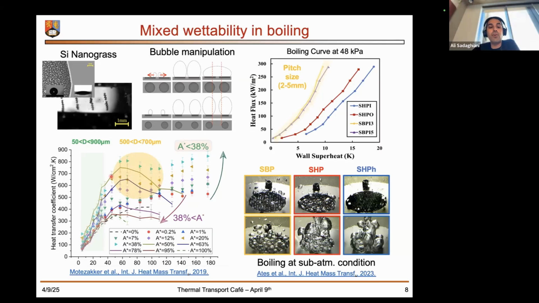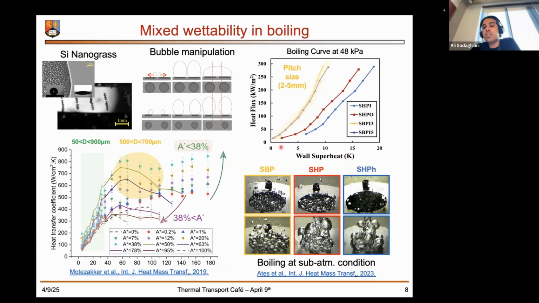Now, if we compare the performance of these mixed wettable samples, all of them basically enhance their boiling heat transfer due to the presence of the superhydrophobic spots. But for hydraulic diameters ranging from 500 micron to 700 micron, we observe the maximum efficiency. And the optimum configuration for pool boiling, we reported as 40% for A star. A star is the surface area ratio of superhydrophobic to total surface area.